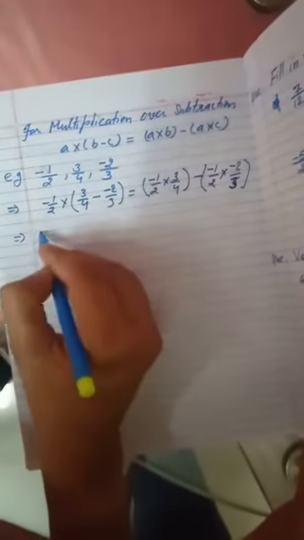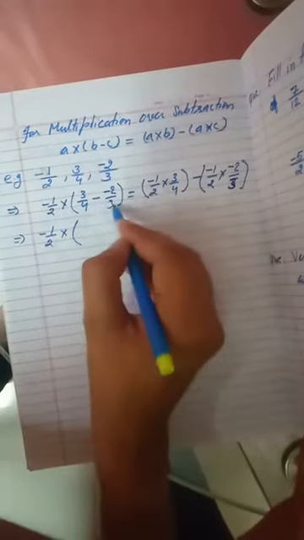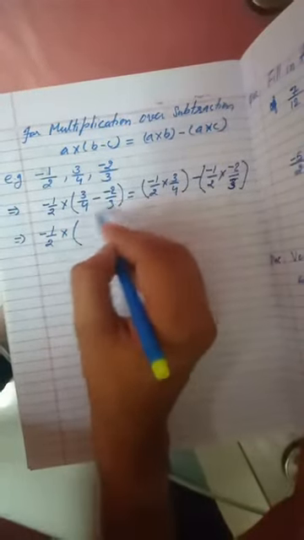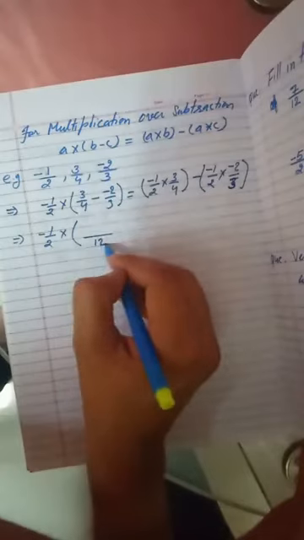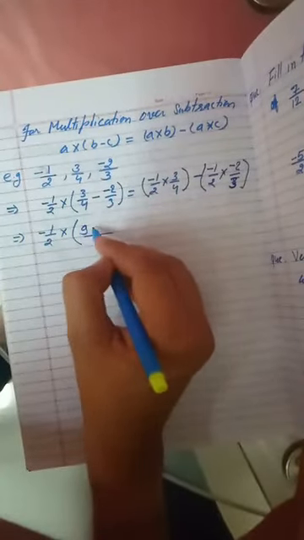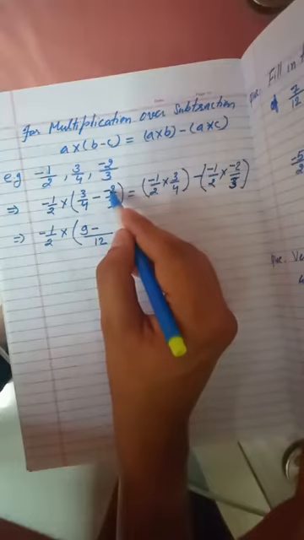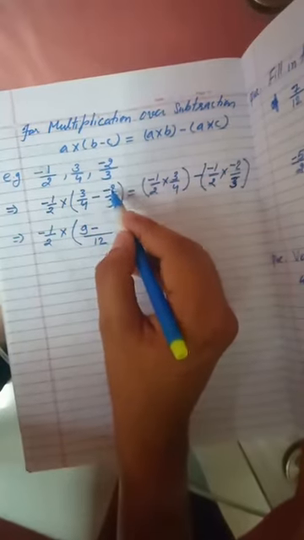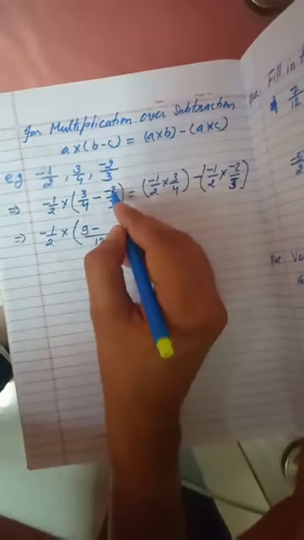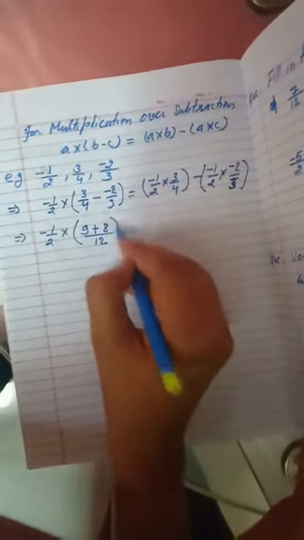Okay, now this is minus 1 upon 2 multiplied with, now this is subtraction, so you have to find out the LCM. The LCM is 12. 12 divided by 4 is 3. 3 multiplied by 3 is 9, minus 4. 12 divided by 3 is 4. 4 multiplied with minus 2 is minus 8, and minus 8 multiplied with minus, it is plus, so the number is plus 8.